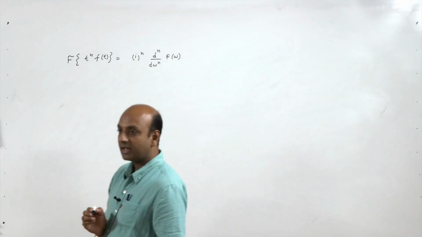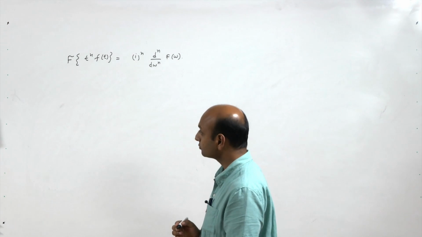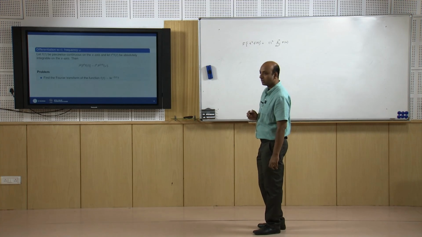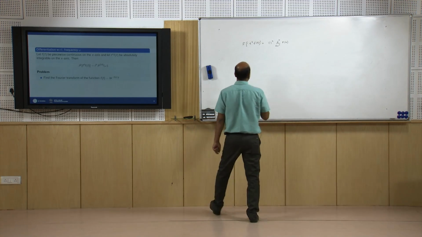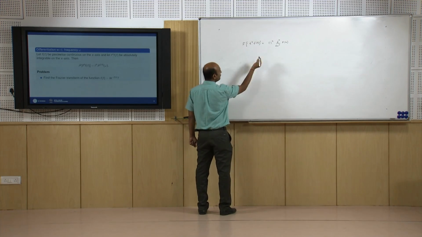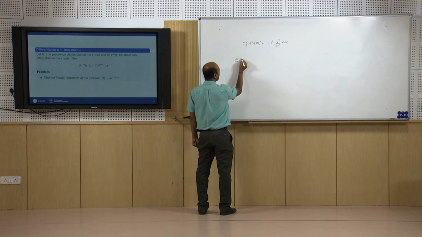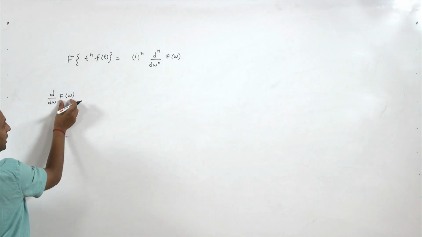Okay. Nth derivative of omega with f omega. Now, to prove this, the proof is simple. You take d by d omega of f omega. Now, f omega is the Fourier transform of f t.